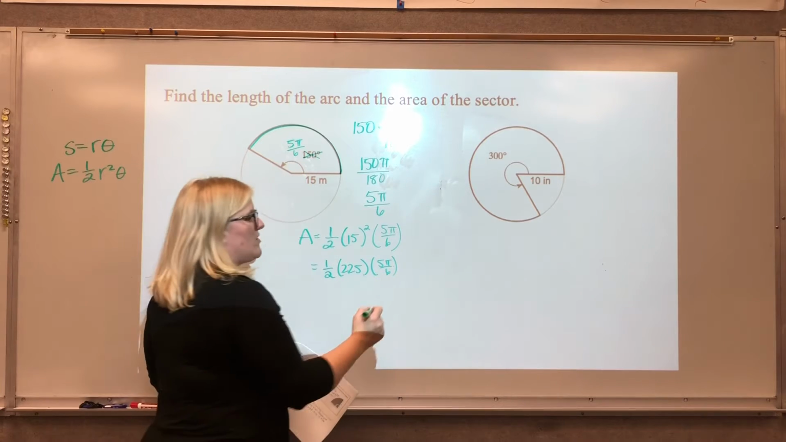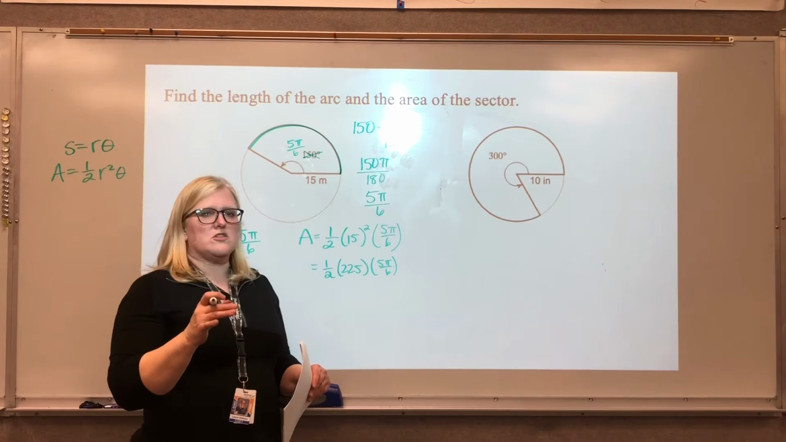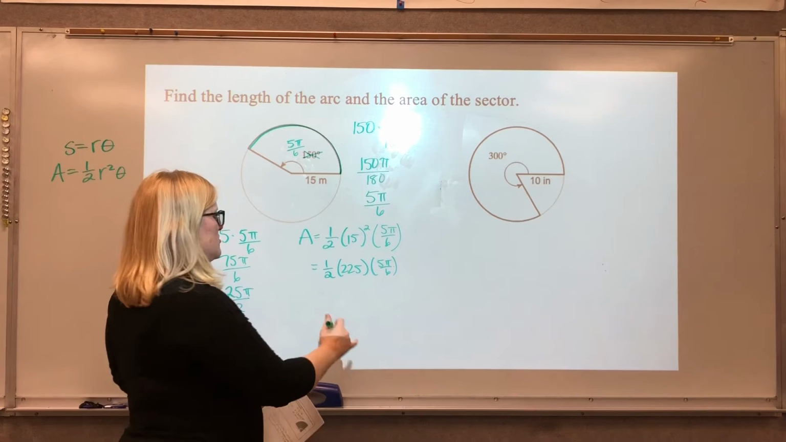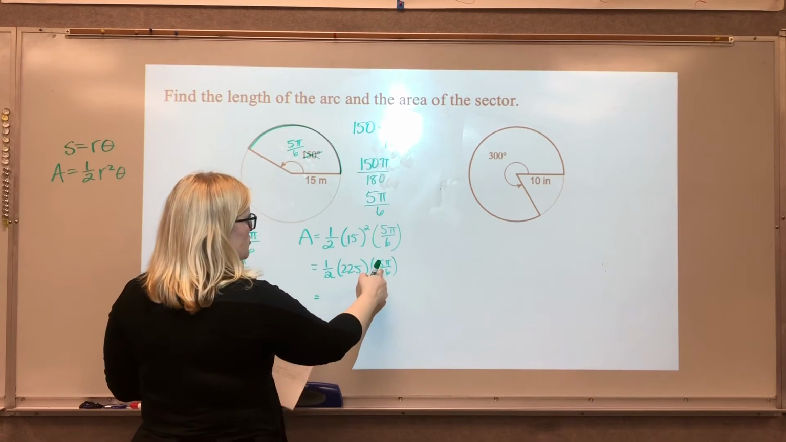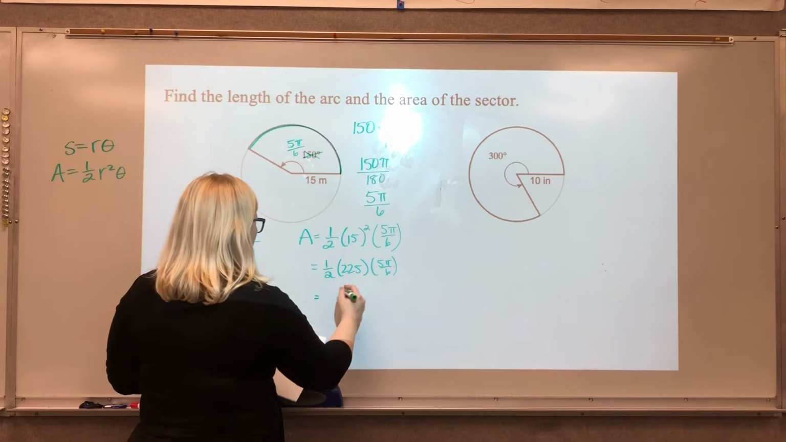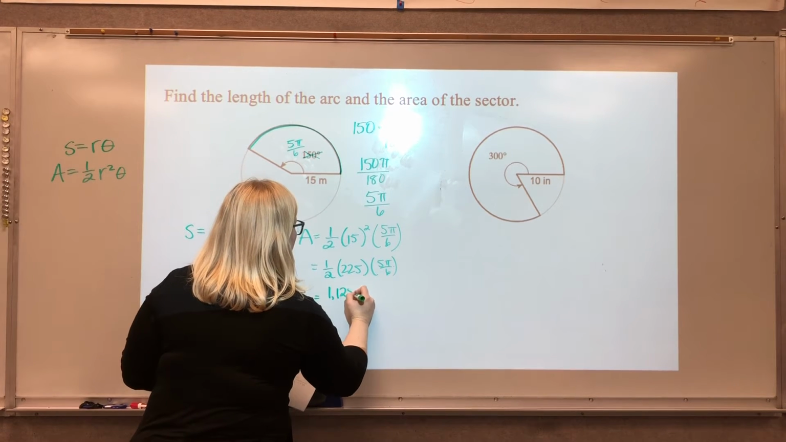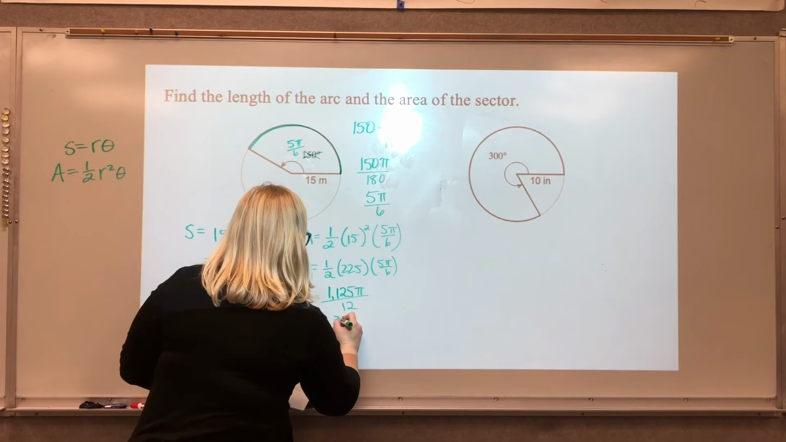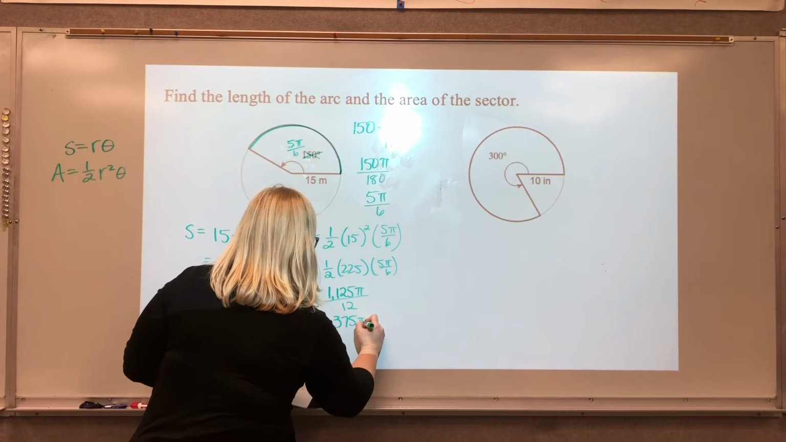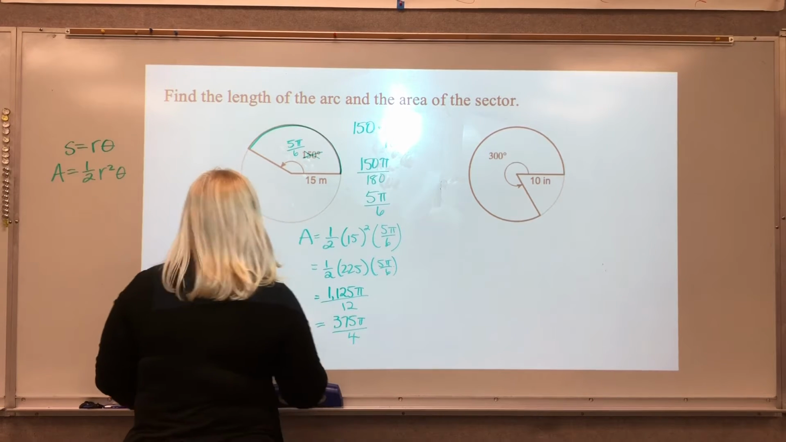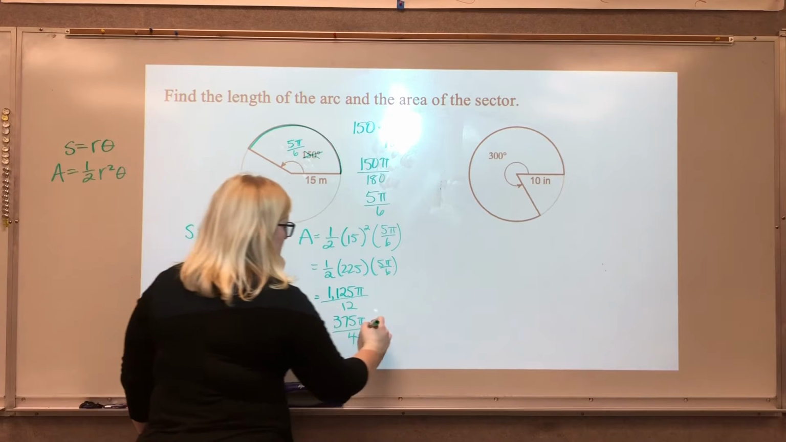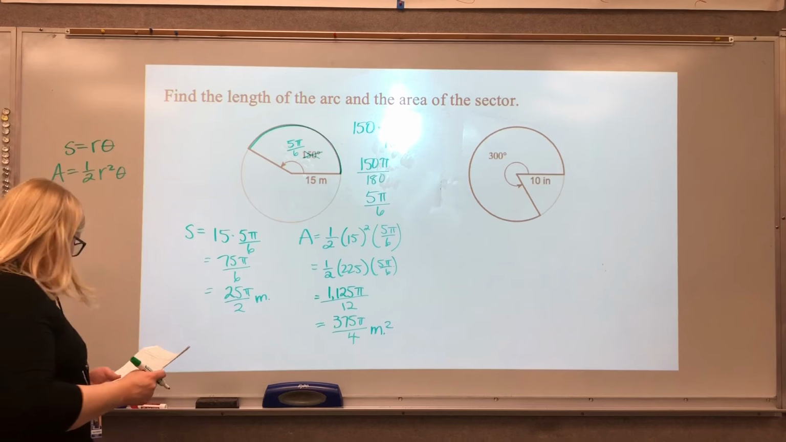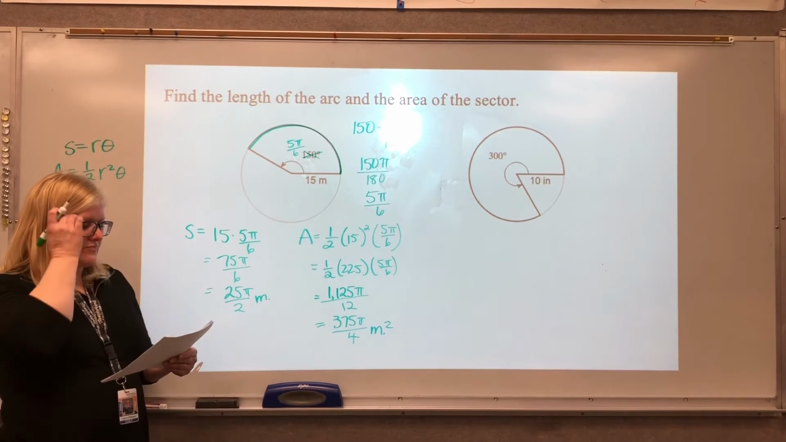So 1/2 of 15 squared is 225 over 2 times 5 pi over 6. Remember that when you're multiplying fractions, you multiply the numerators, and then you multiply the denominators. So this is going to be 225 times 5, which is 1,125 pi over 12, and that boils down to 375 pi over 4. The length would be in meters, and this would be in meters squared. Okay? All right.